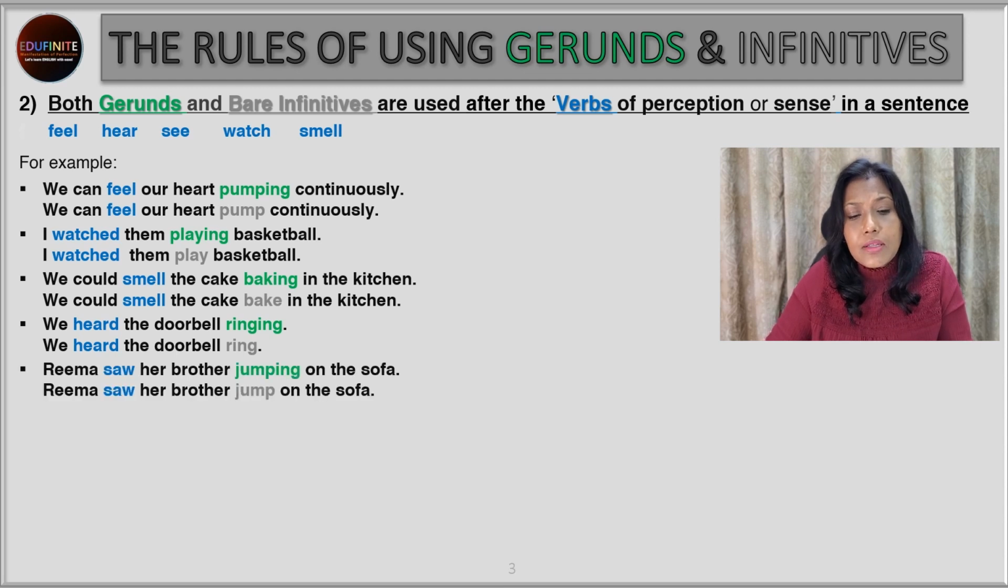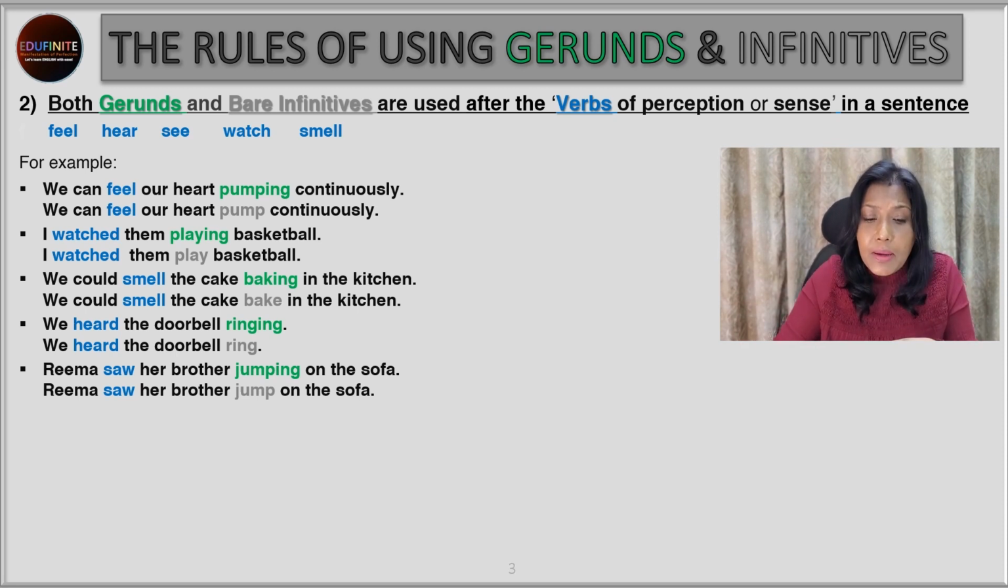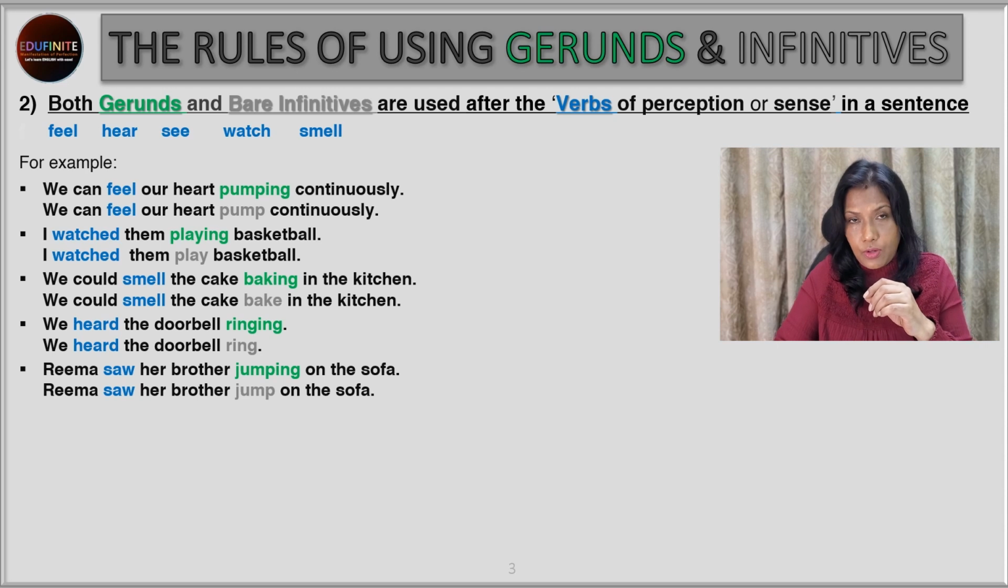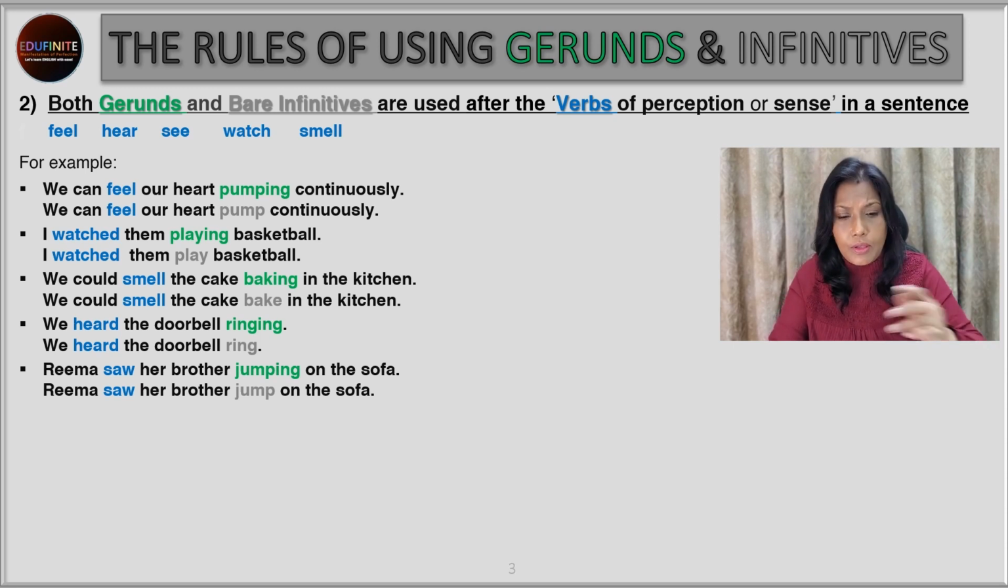Next, Rima saw her brother jumping on the sofa. So here again, this is a continuous action. She saw her brother jumping on the sofa. He was jumping continuously on the sofa. The next sentence, Rima saw her brother jump on the sofa. So when we say Rima saw her brother jump on the sofa, it refers to a one-time action. So she had seen him jump on the sofa.